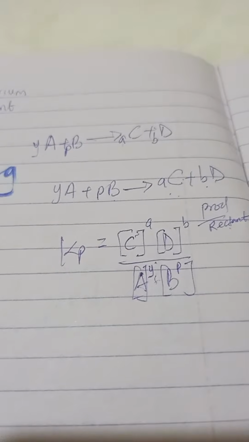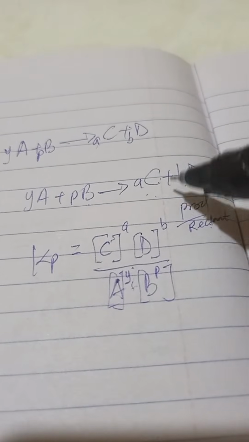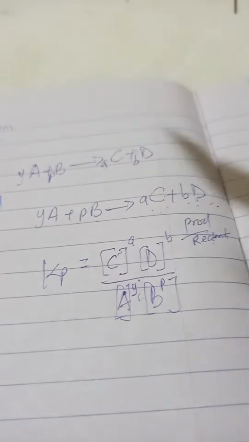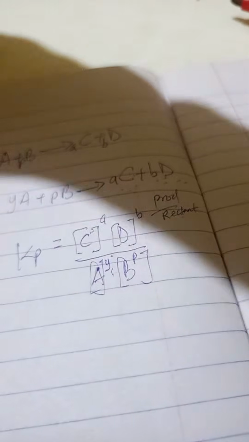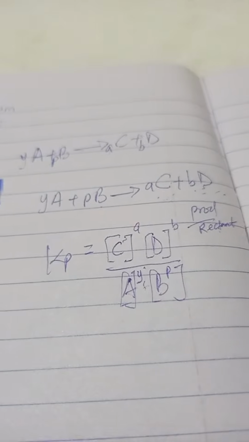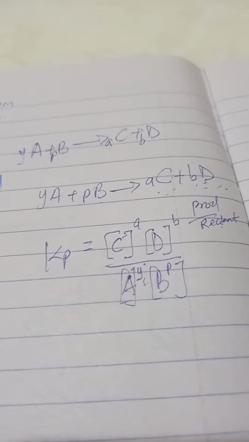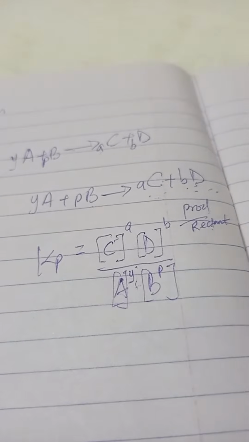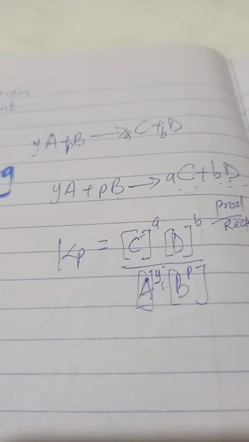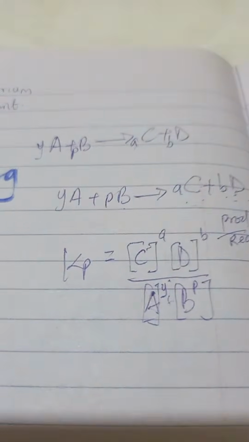So this stuff here is called the equilibrium constant. You understand? All you have to do is take the products and put their coefficients as powers, and divide it by the reactant side, doing the same for the reactant side, and that will be the KP. So this is called the equilibrium constant expression. Any question?